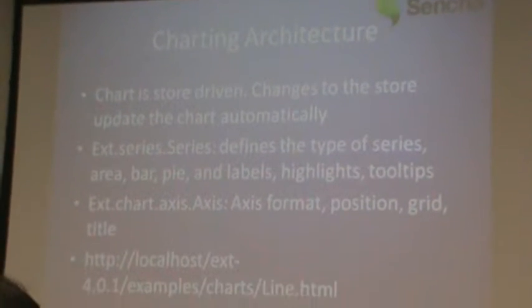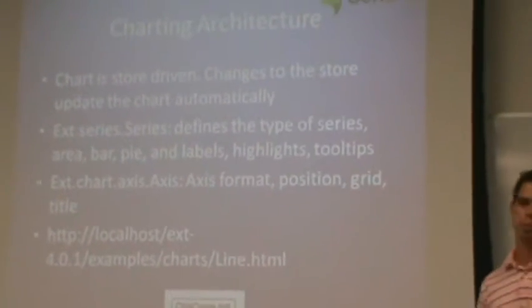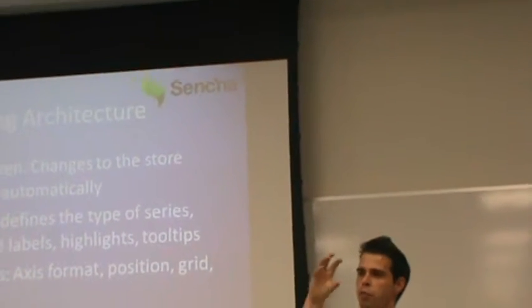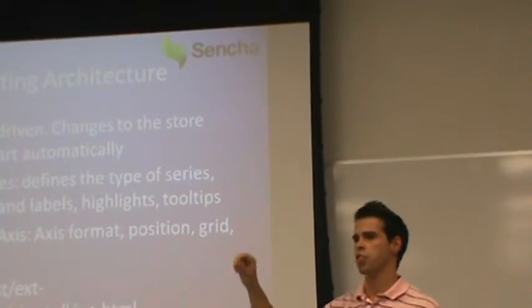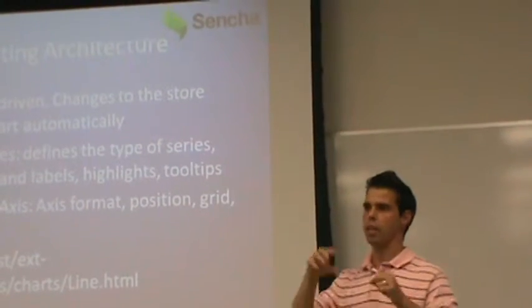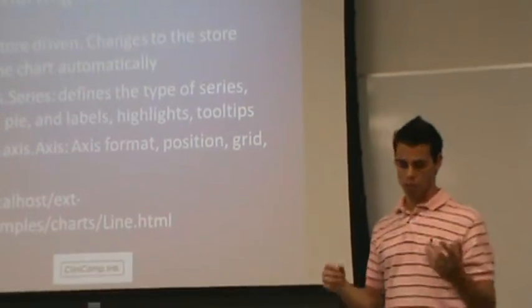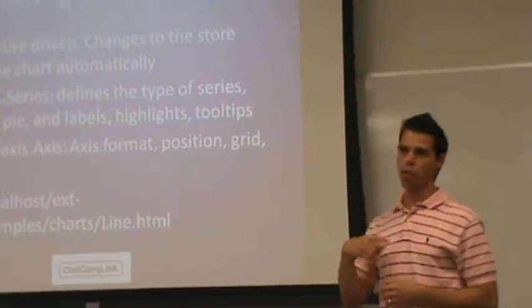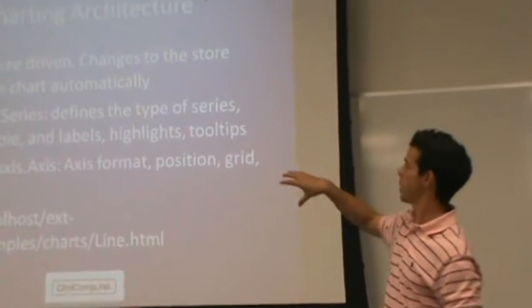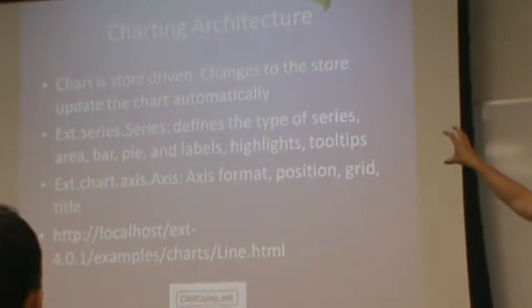Here we go. One cool thing about the charts is that they're store driven, like most components in EXT. You have a grid. You interact with the store. You edit the records in the store. You don't have to go into the grid and change anything. The grid is bound to the store, and as you update the store, the view updates. It's the same thing with this chart. You have the store with data, and as you add new records to it, or edit or remove records, it's going to automatically update the chart. So that's the core of it.